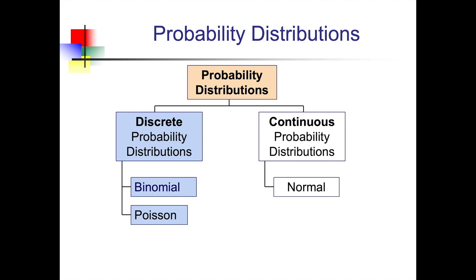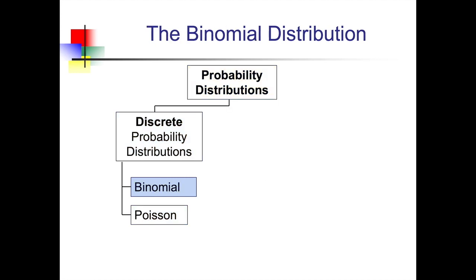Take note of the pronunciation of Poisson. In the continuous probability distribution, we have the normal distribution. For this presentation, what we will be discussing is just the binomial and the Poisson distribution. Okay, so let's start with binomial first.